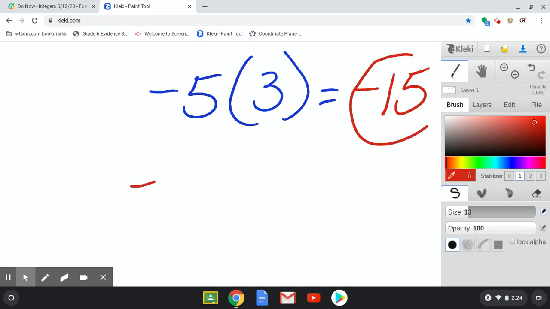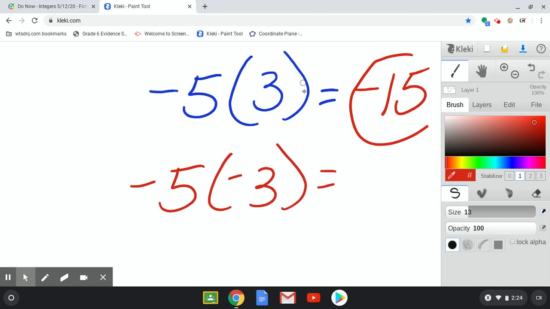I might have -5 times -3. Okay, so signs are the same. My answer is positive. Then do the math. 5 times 3 is 15. The answer to that one would be positive 15.